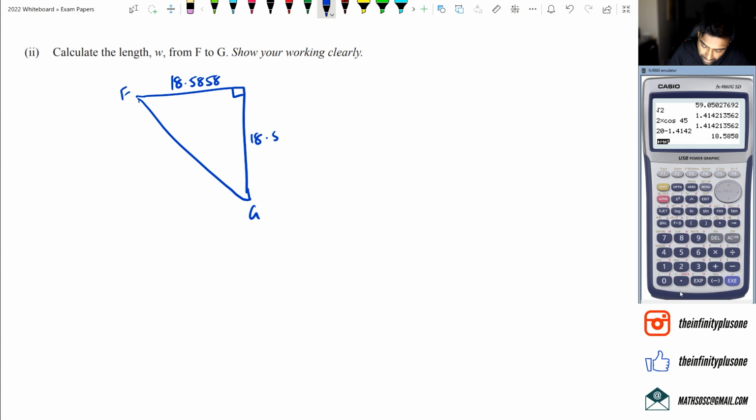And this side is also going to be 18.5858. So with that in mind, what we then can do is a simple Pythagoras theorem. So we've got a squared plus b squared equals c squared. Now c in this case is equal to w, so we're going to put that as w squared, and our a squared is 18.5858 squared plus 18.5858 squared equals w squared.